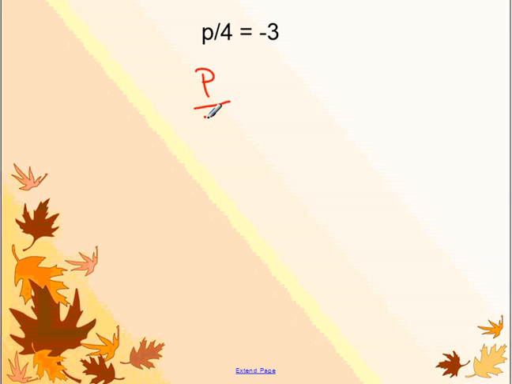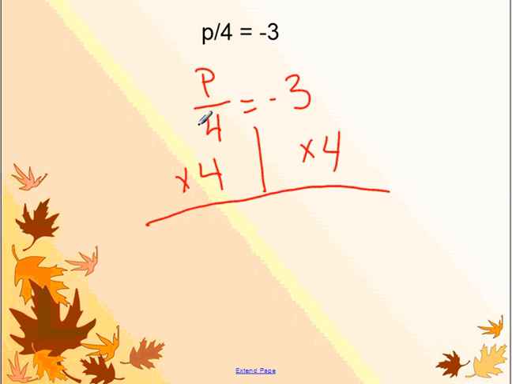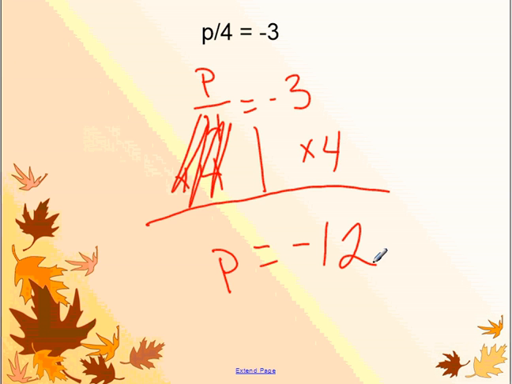P over 4, that's like a fraction, equals -3. A fraction bar is the same as division, so to undo this, I have to multiply both sides by 4. Same thing to each side. That's going to cancel out these 4's, and I get P equals -3 times +4, which is -12.